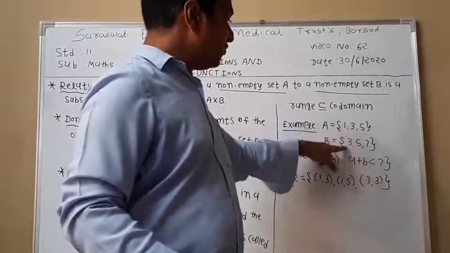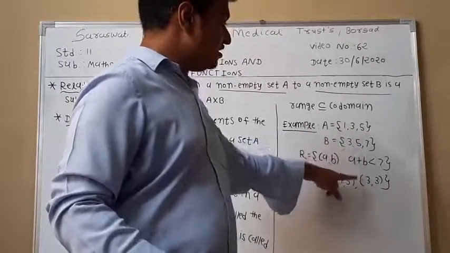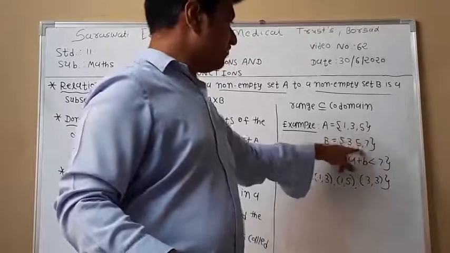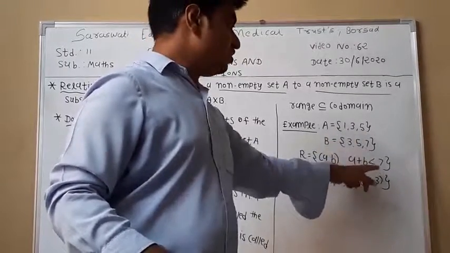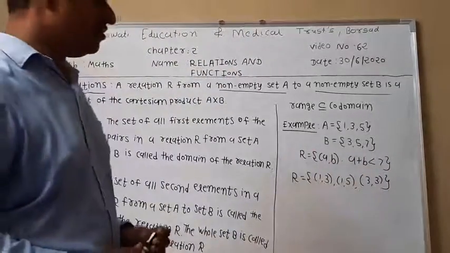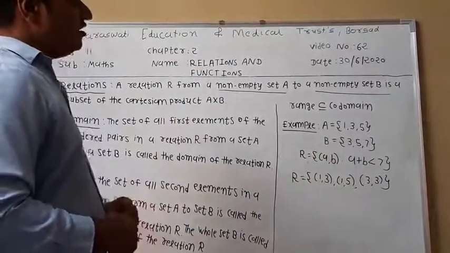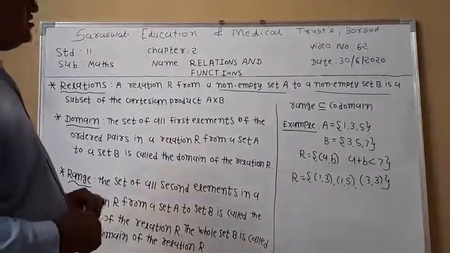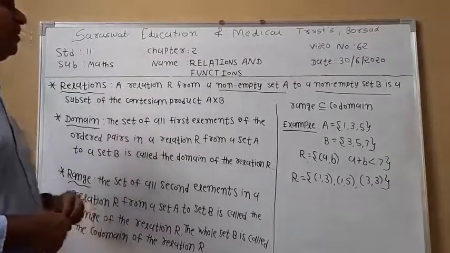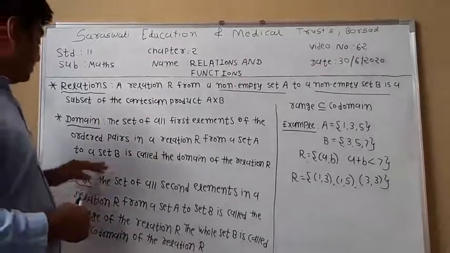Now (3, 3). So 3 + 3 is 6, and this pair is also considered. Any remaining term we add does not give a sum less than 7. So there are only 3 possibilities here. Now our question is: which numbers are our domain and which are our range?